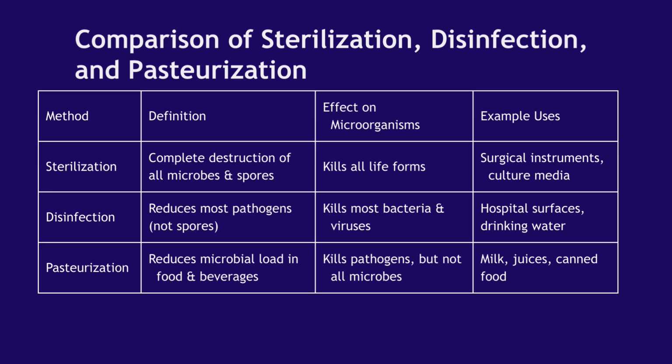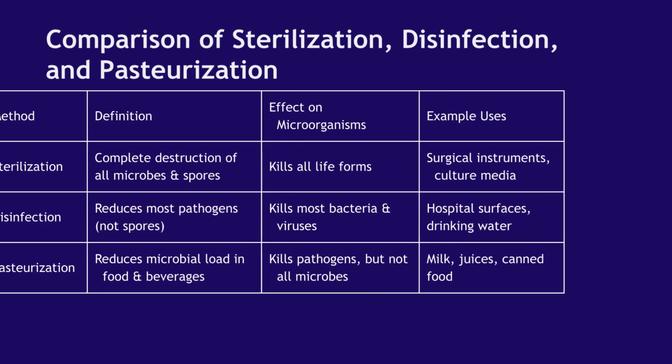Comparison of sterilization, disinfection and pasteurization. Sterilization: complete destruction of all microbes and spores, kills all life forms. Used for surgical instruments and culture media. Disinfection: reduces most pathogens, but not spores, kills most bacteria and viruses. Used for hospital surfaces and drinking water. Pasteurization: reduces microbial load in food and beverages, kills pathogens, but not all microbes. Used for milk, juices and canned food.